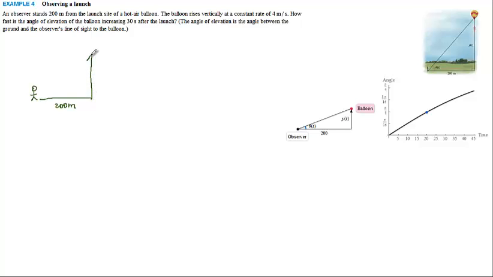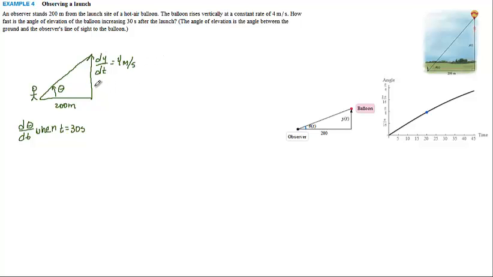The balloon's going up though, so I have a dy over dt. Oh, and they give that to me. That's 4 meters per second. And they want to know how fast this theta is changing with time. So they want to know d theta over dt, specifically when t equals 30 seconds.